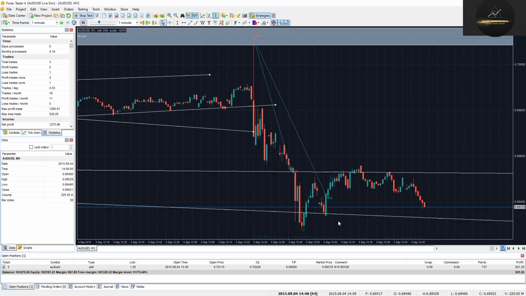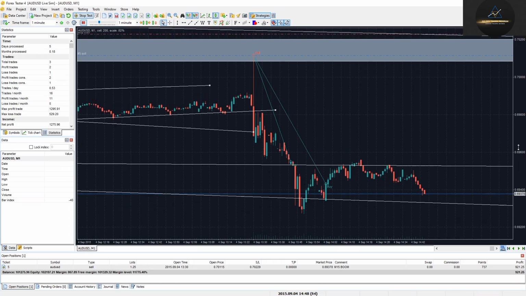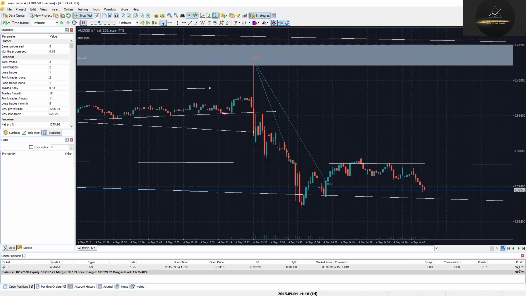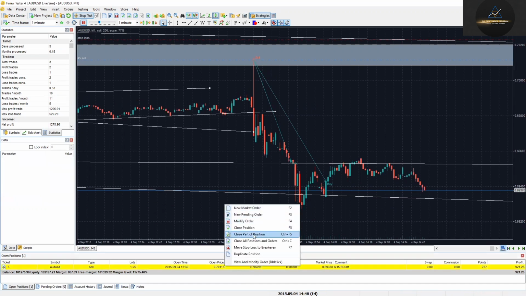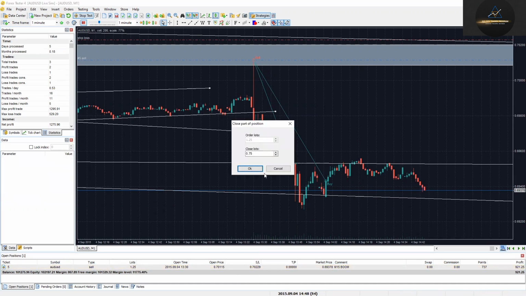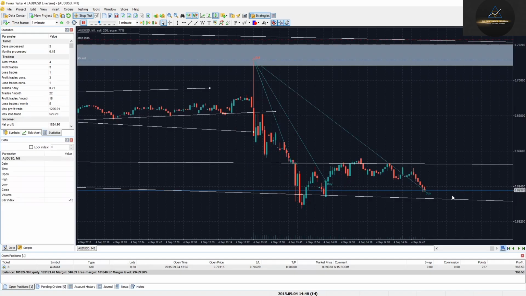Okay. I'm going to close this position. I'm going to close a little bit more profit. I'm going to close half of this. And I'm going to use this short as a hedge. So half of this would be about 0.5%. Yeah, I'll do another quarter of a lot. Nice.